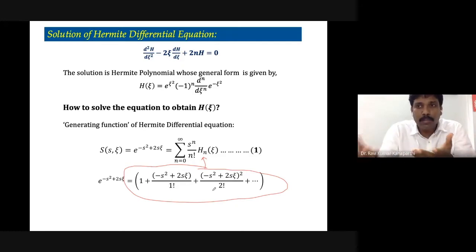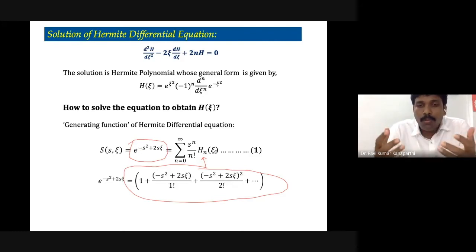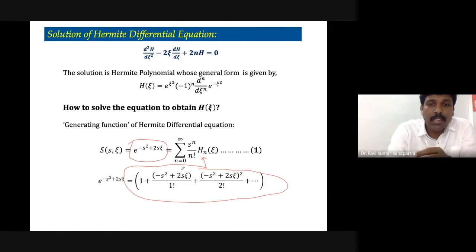and then those terms will be multiplied with some function. That function is none other than Hn of z. Okay, so in a simple notation, this particular e to the power minus s square plus 2sz can also be written as sigma n runs from 0 to infinity s to the power n by n factorial Hn of z. That is what you can just remember. But how it is related, I have explained here: when you expand the exponential function, all the terms can be combined, and then you can write down those things.